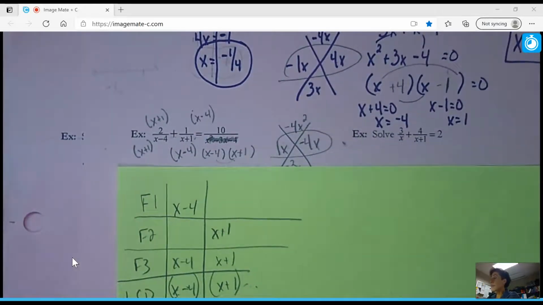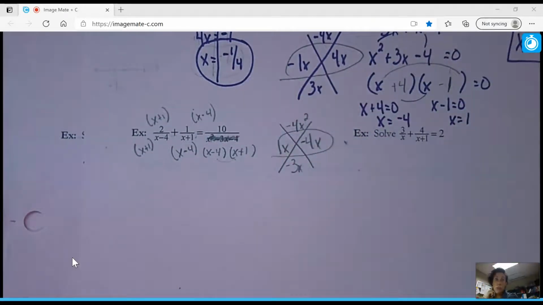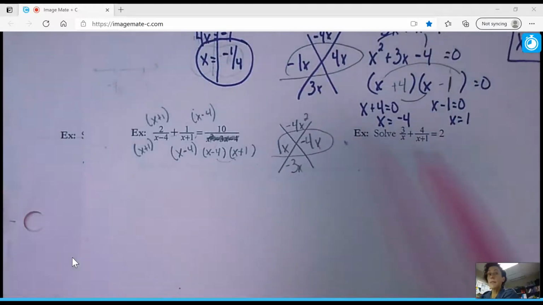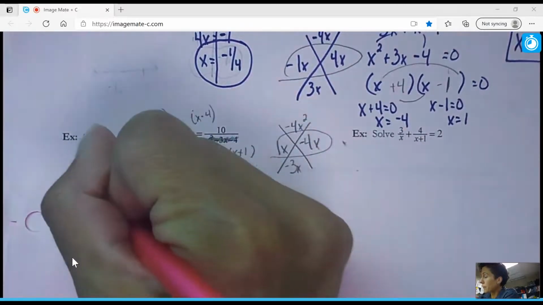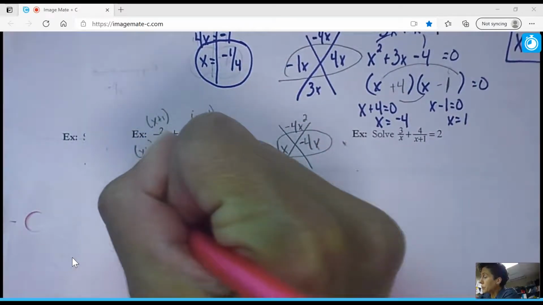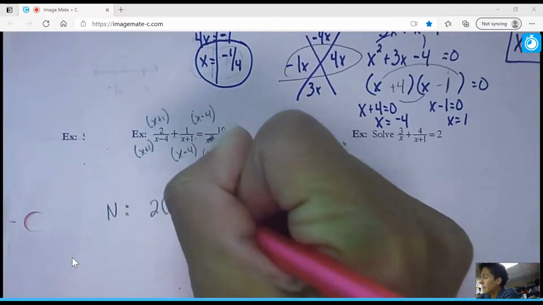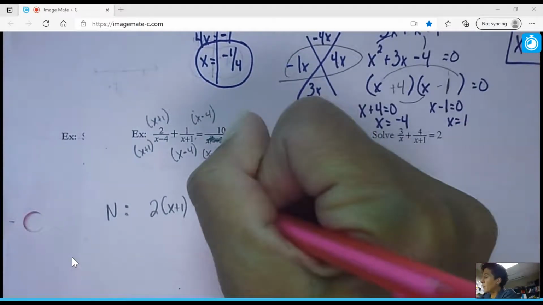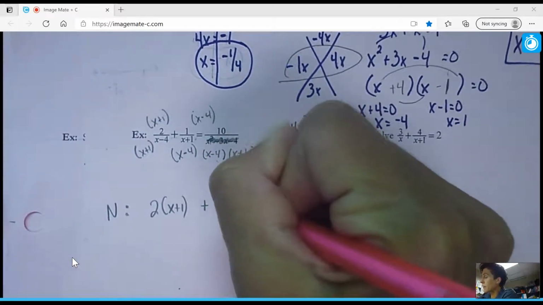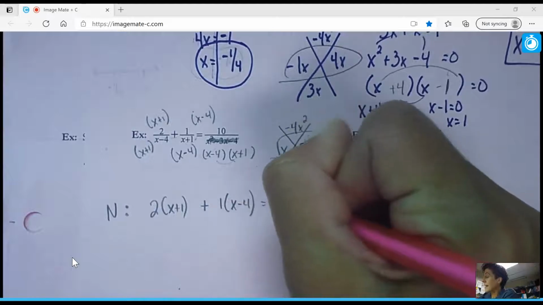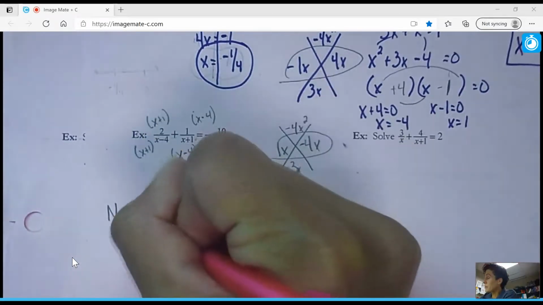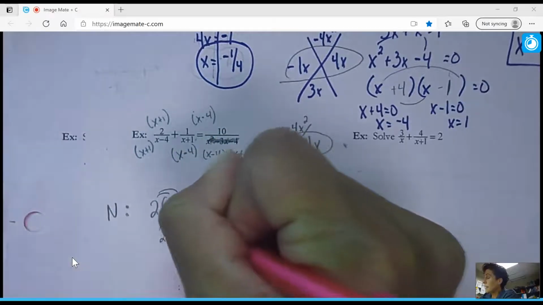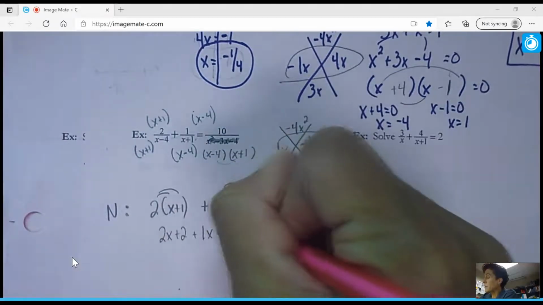And now that my denominator is the same, what I'm going to do is let the denominator go and just bring the numerator down, and that will be the focus of my problem. So this is all the numerator: 2 times x plus 1. This is the plus in between the fractions, and then 1 times x minus 4, and then equals the 10. And now to start solving, I'll just distribute. So I get 2x plus 2 and 1x minus 4, and that equals 10.